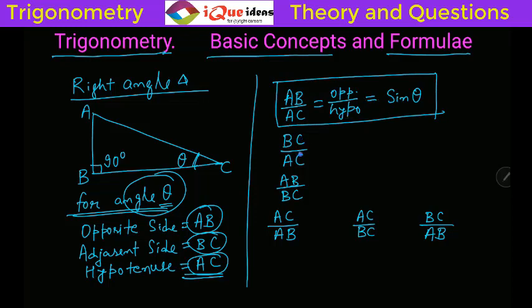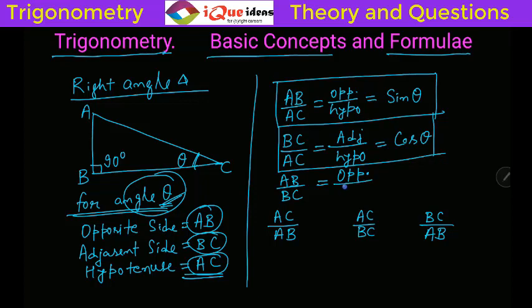Similarly, this BC upon AC, let's define first for angle theta. BC is adjacent side for the theta angle. So it is adjacent side divided by hypotenuse. And the name given to this ratio is cos of the angle theta. Now this AB upon BC for angle theta, if you define, it is opposite side divided by adjacent side. Now opposite upon adjacent, the name given to this is tan. So it is tan theta.